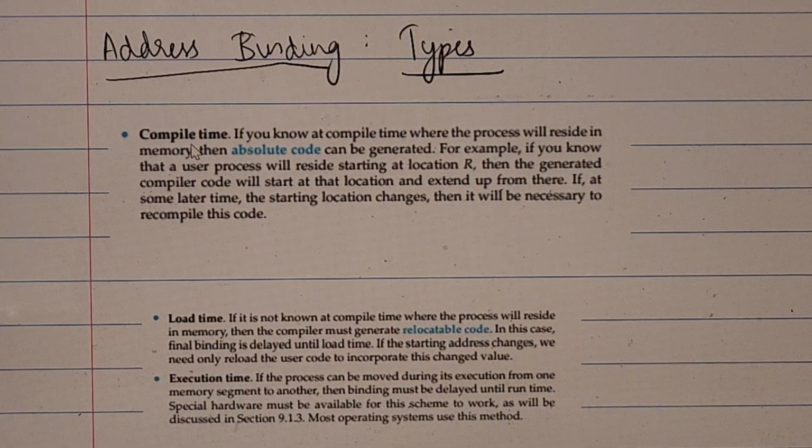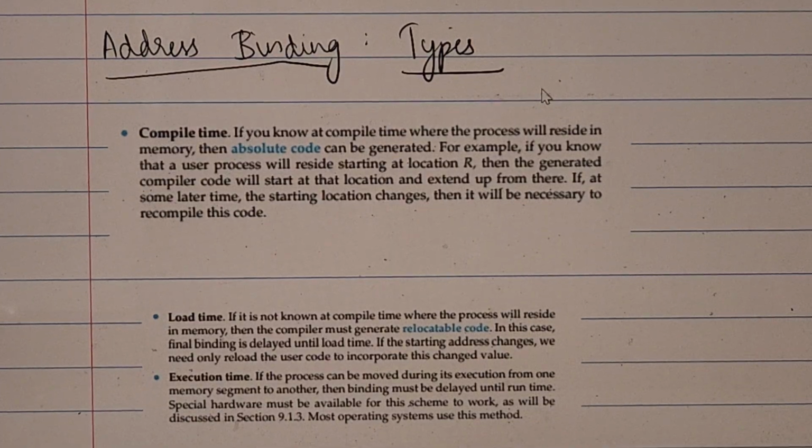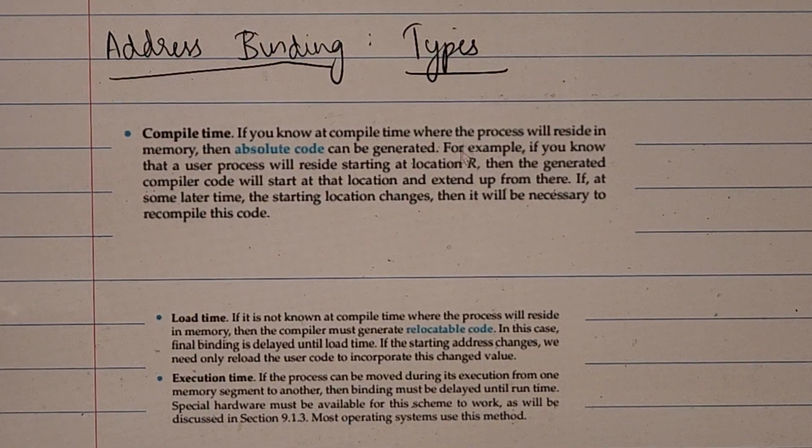So in compile time address binding, what happens is, if you know where the process will reside in memory, then absolute code can be generated. So my C program is in my hard disk. If my compiler knows, or if my operating system actually, if my OS knows that this program is going to go sit in this register of my main memory only, then it can give absolute code, as in it can allocate address space starting from that location up to so many places.